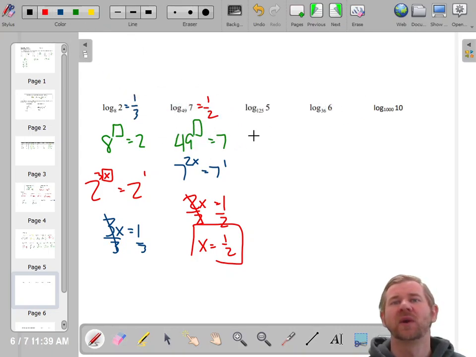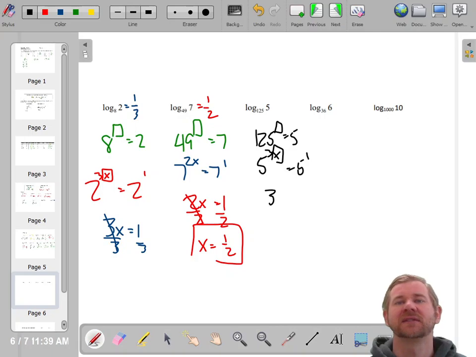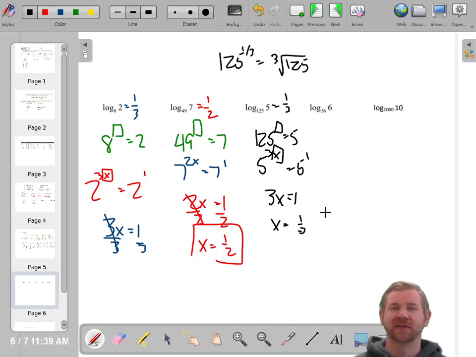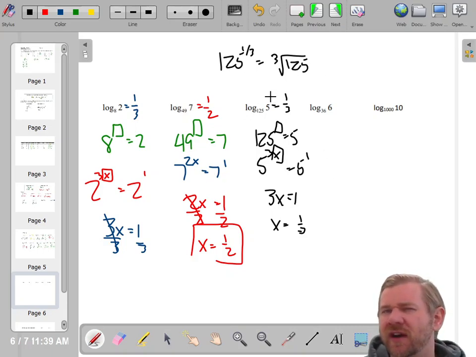This one says 125 to some power is 5. 125 is 5 cubed. So we'll figure out that x by setting up 3x equals 1. X is 1/3 again. And that's because 125 to the 1/3 is the cube root. So as you get better at this, you might not need to write them out every time. You just got to say, cube root of 125 is 5. So the base 125 log of 5 is 1/3.